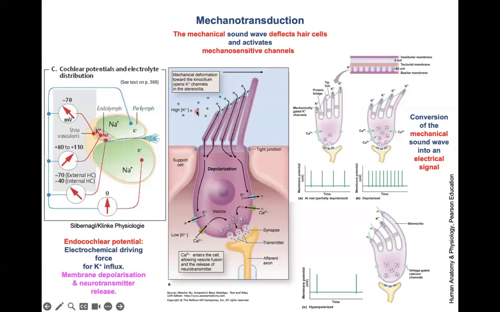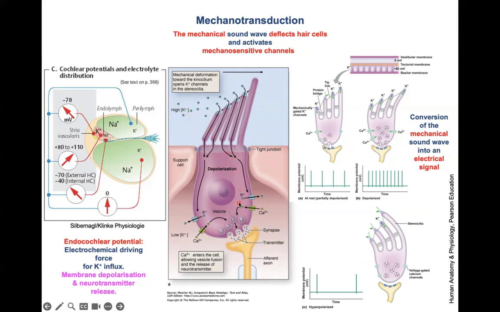Potassium concentration in the endolymph is very high. It is slightly higher than the concentration of potassium inside the inner hair cell. So there's a slight chemical force driving potassium ions into the inner cells. However, there's a much higher electrical force driving potassium into the cell. So we have a force driving potassium ions into the inner cells.